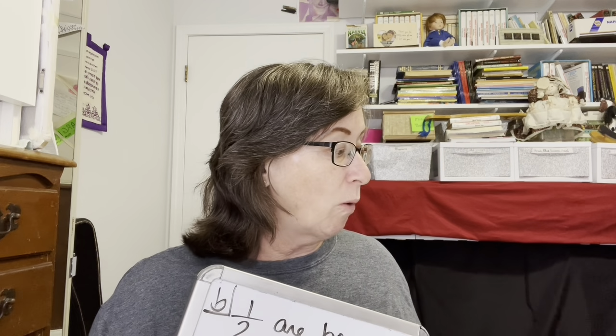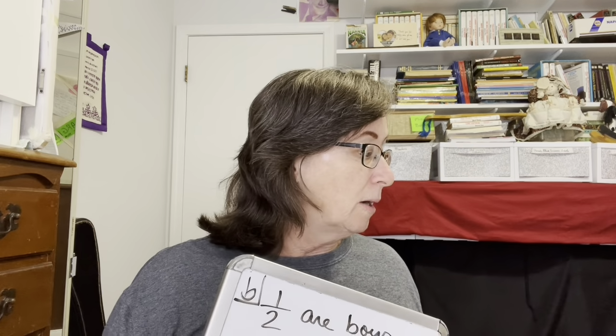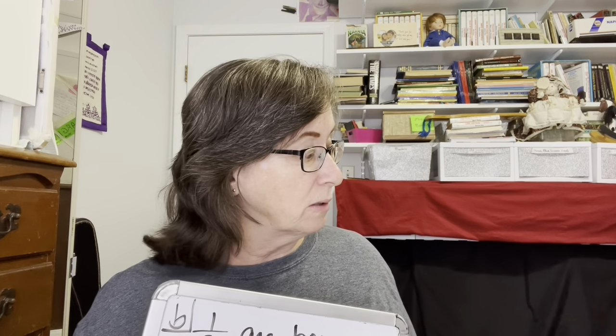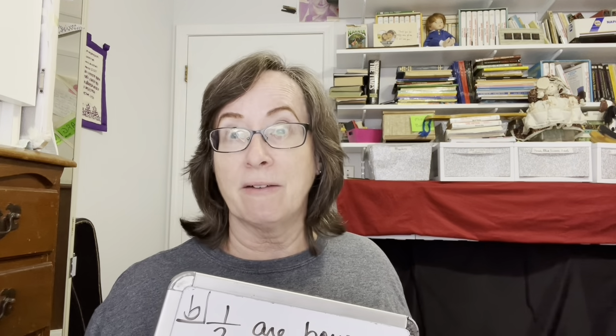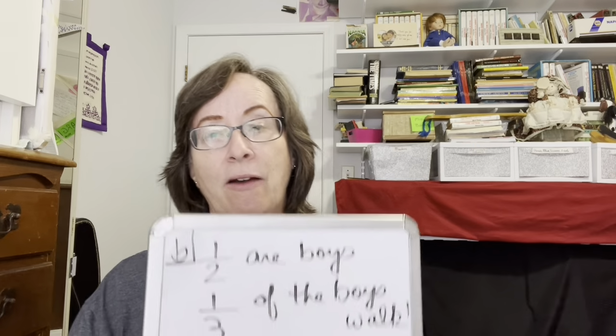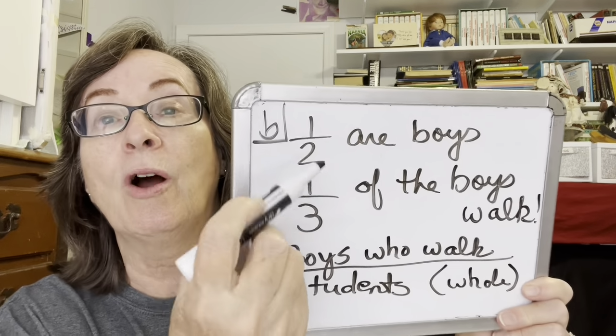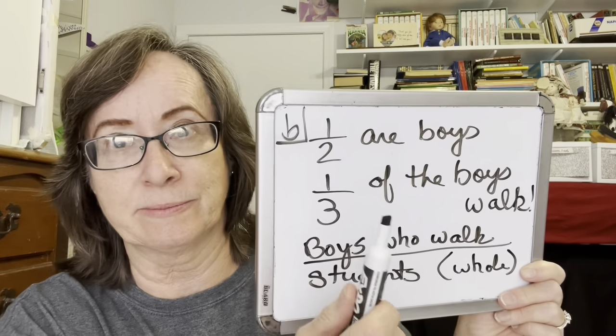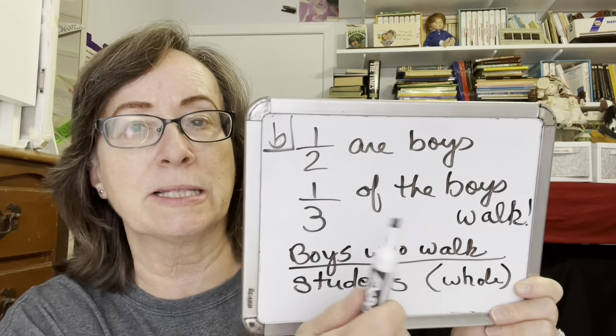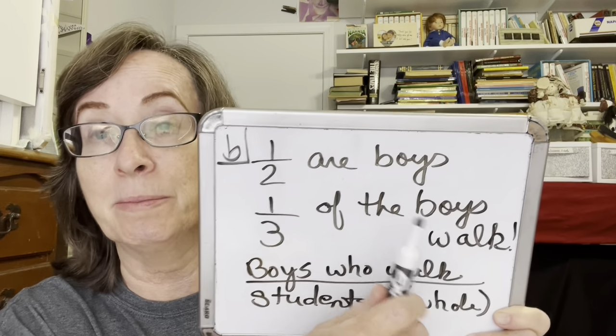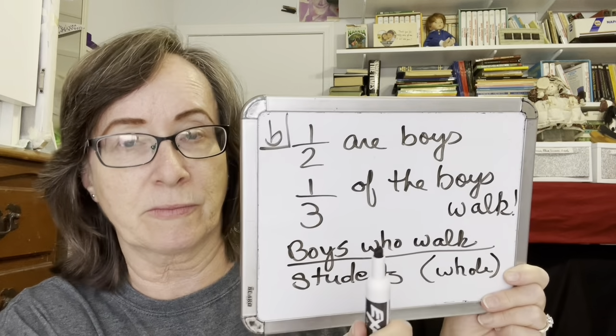Okay, so we're on B, and it says 1/2 of the students in the class are boys. 1/3 of the boys walk to school. Boys who walk to school are what fraction of the students in the class? Okay, so this is what you're looking for. 1/2 of the students are boys. 1/3 of the boys walk to school. So we're looking at what fraction of the entire student body are the boys who walk.